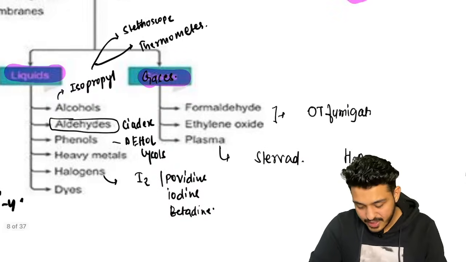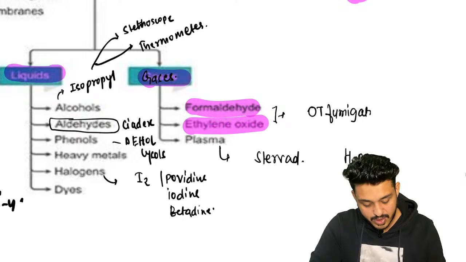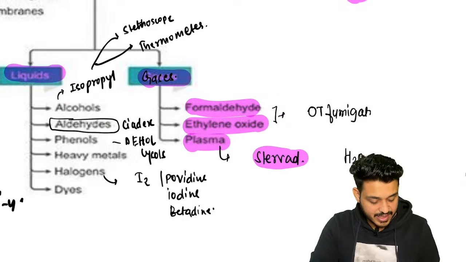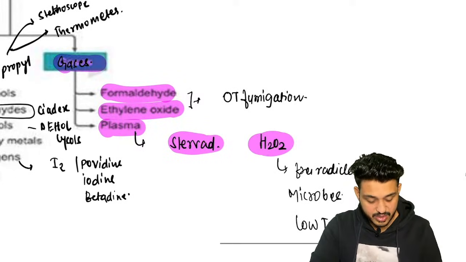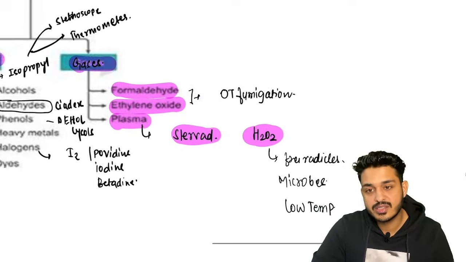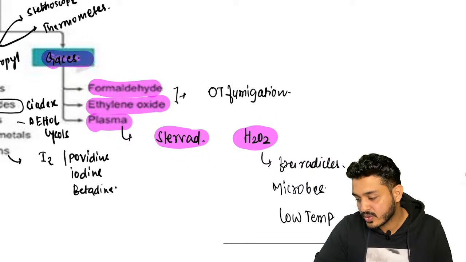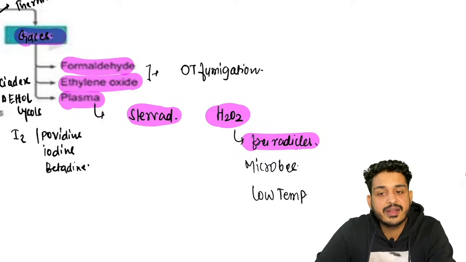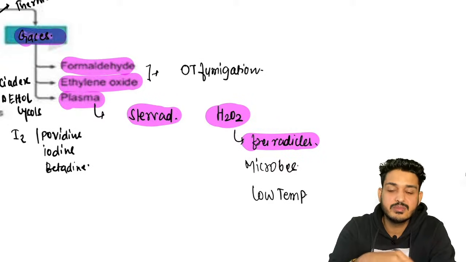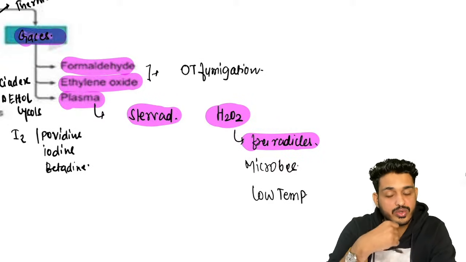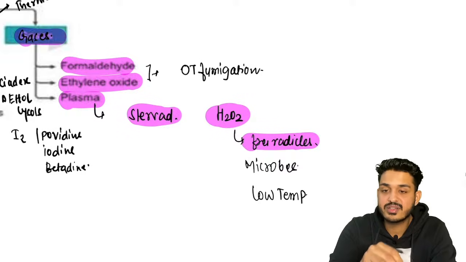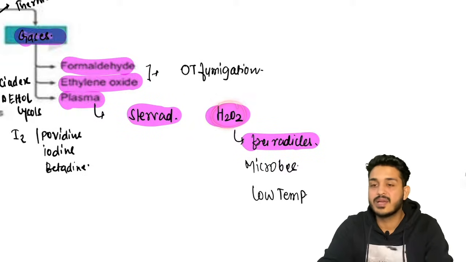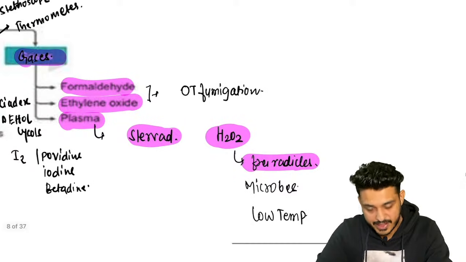For gases, we have got formaldehyde gas, we have got ethylene oxide, and we have got plasma sterilization. This plasma sterilization is your exam question. They have asked you what gas you are going to use, right? So we are going to use H2O2 molecules, and the answer will be H2O2, and they are going to produce free radicals. And remember, free radicals in the body, inside or outside, always destroy whatever comes in their contact, right? So this is going to be the plasma sterilization we are having, right?